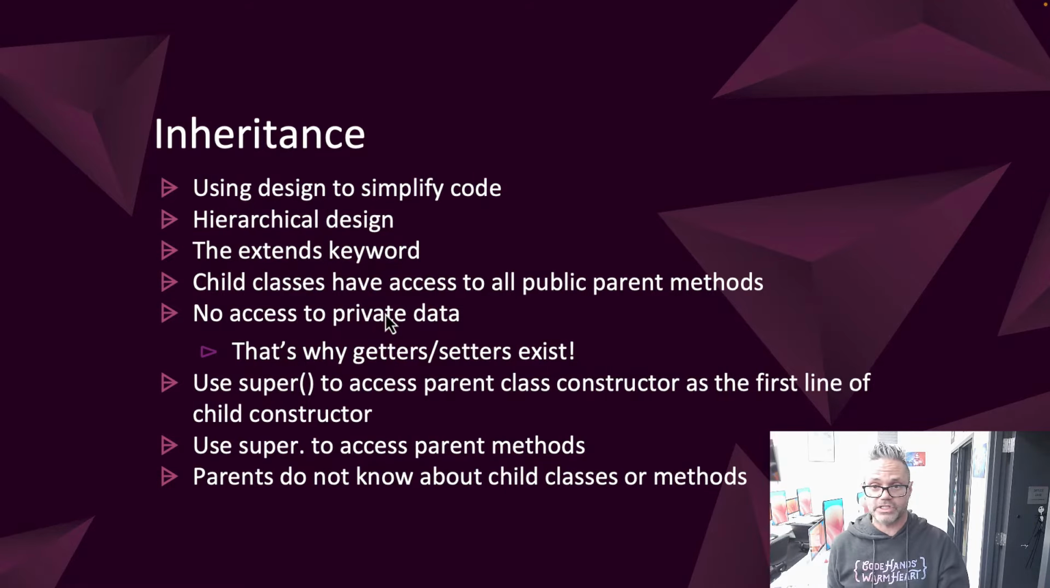So I can't access private data, but I can access the public methods. This is why we have getters and setters, because I can access the private data member by using a getter or a setter to retrieve or change that value. We use super parens to call the parent class constructor, and that should be done as the first line of the child's constructor. We use super dot to access the public methods of the parent class. Now, one of the things that's kind of special: parent classes have no idea whatsoever about child classes or the child class methods. You can't use anything from the child in the parent class.